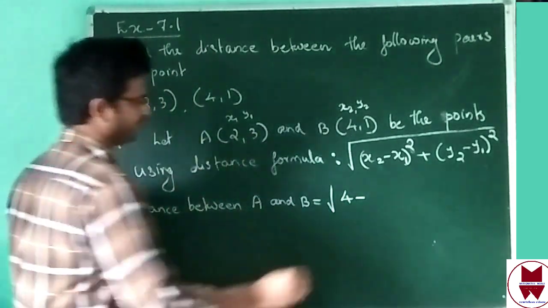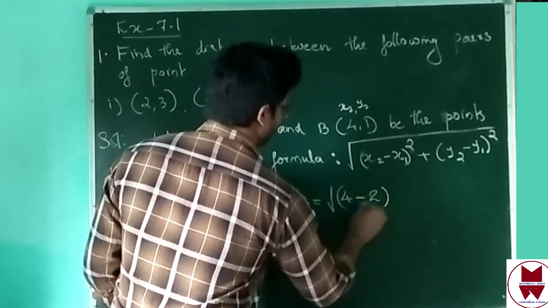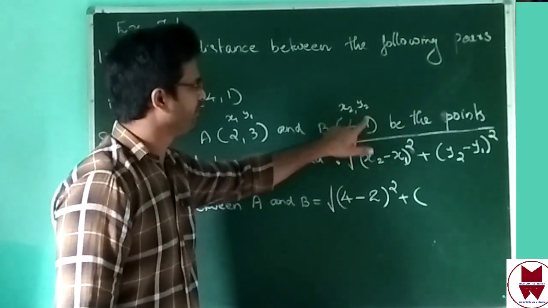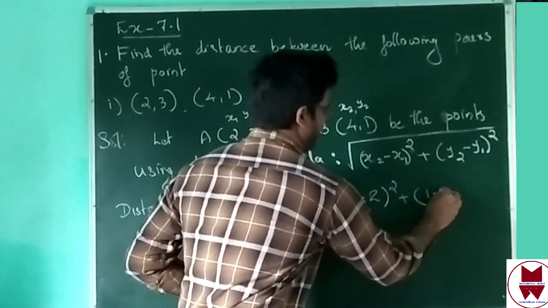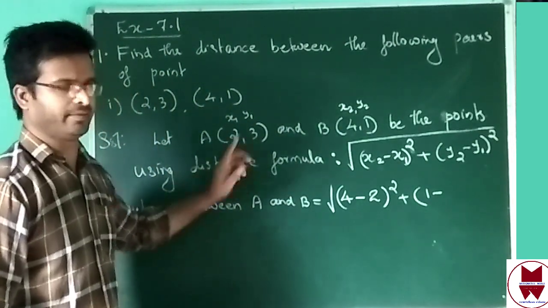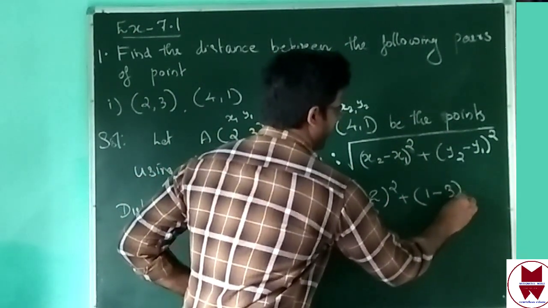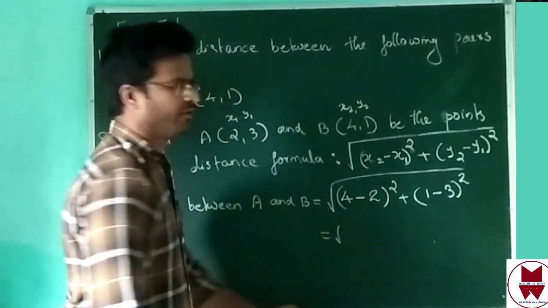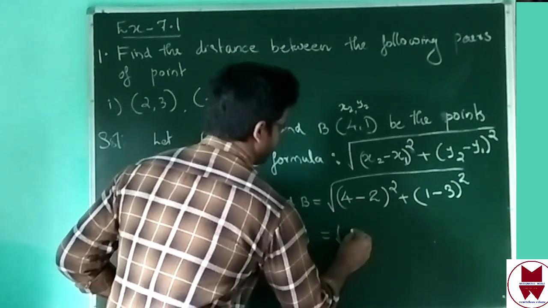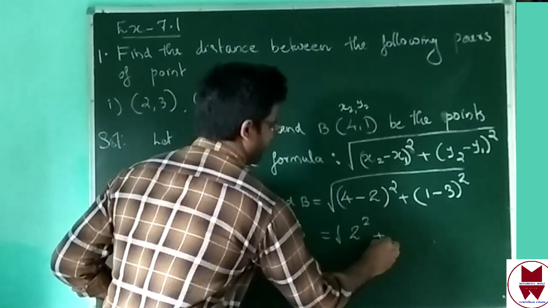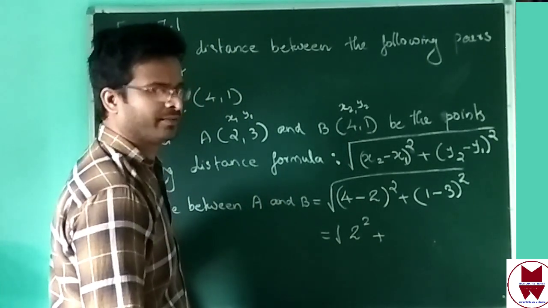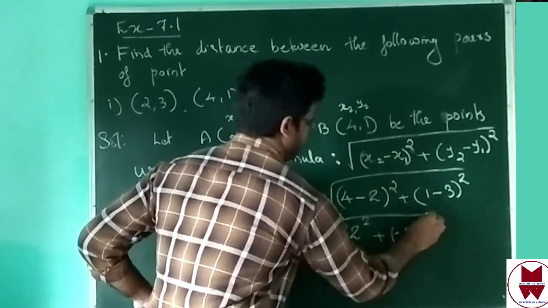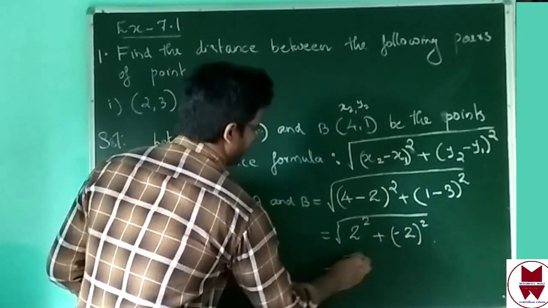That is 2. 4 minus 2 all square plus y2 minus y1. What is y2? That is 1, minus y1 is 3, all square. Square root of 4 minus 2, 2 square, plus 1 minus 3, minus 2 square, equal to square root of 2 square.